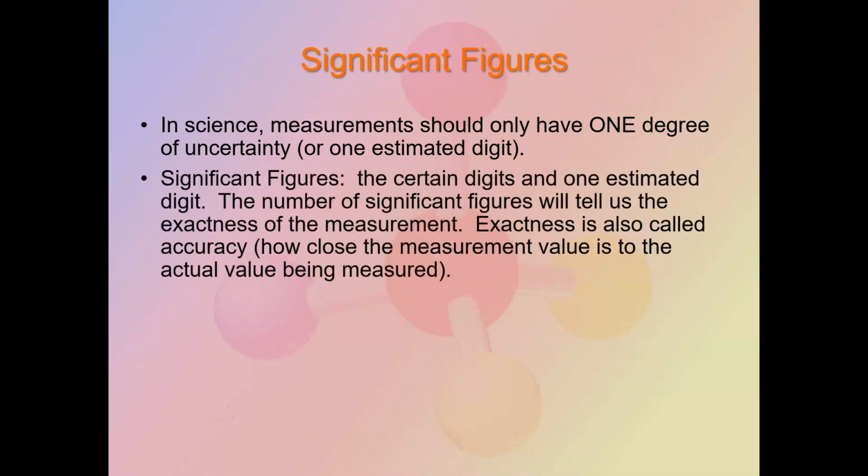So significant figures are the certain digits and one estimated digit, and the number of significant figures will tell us the exactness of the measurement. Exactness is also called accuracy, or how close the measurement value is to the actual value being measured.